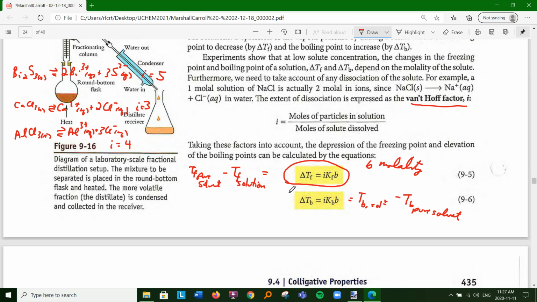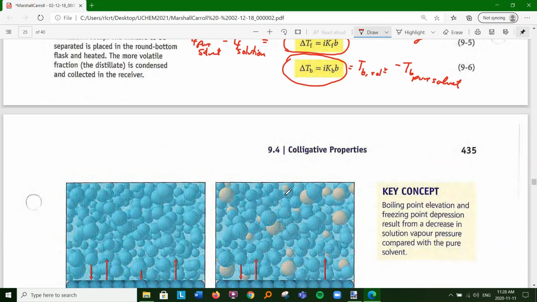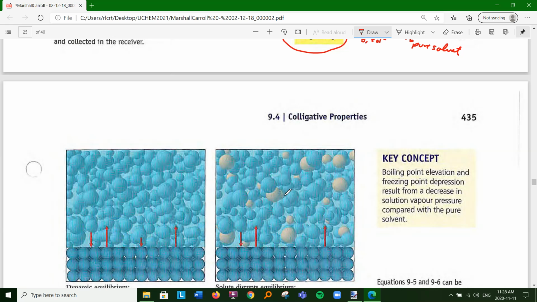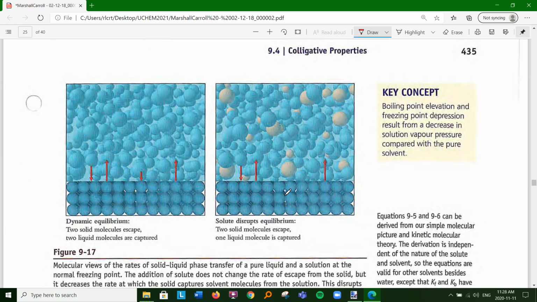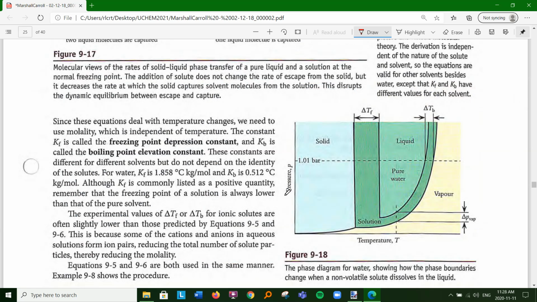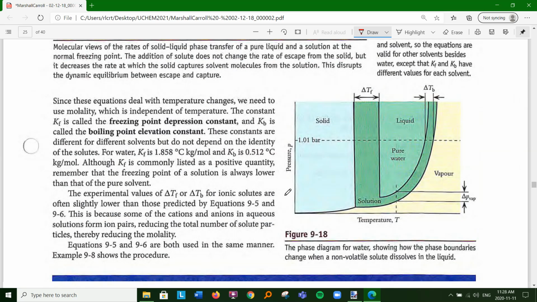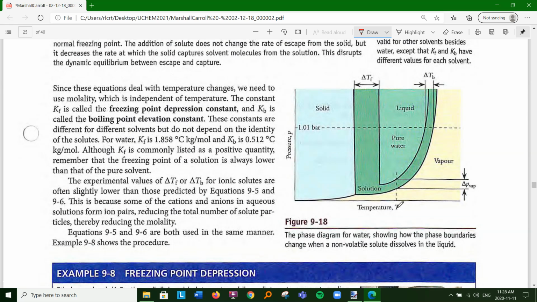So those are our equations. And they both result from a decrease in solution vapor pressure compared to the solvent. Here's a nice graph showing how all this works. We have a pressure-temperature graph. This is actually a phase diagram. You've already talked about phase diagrams in the last chapter, so, you know, triple points, things like that.